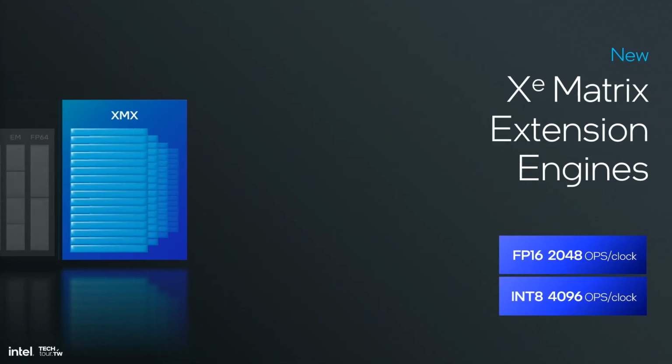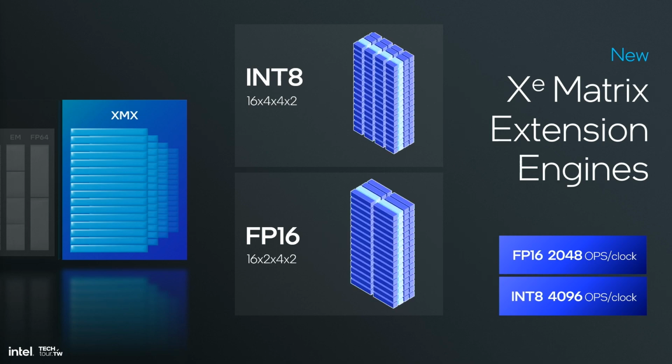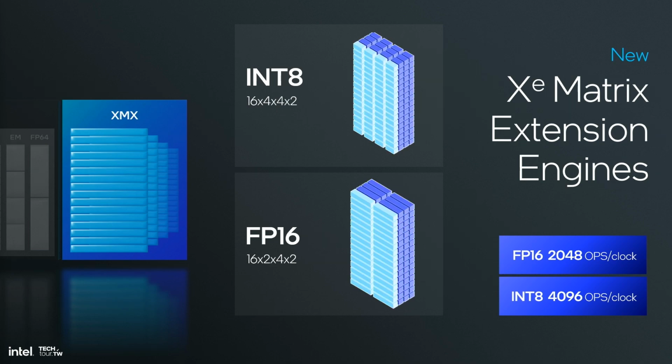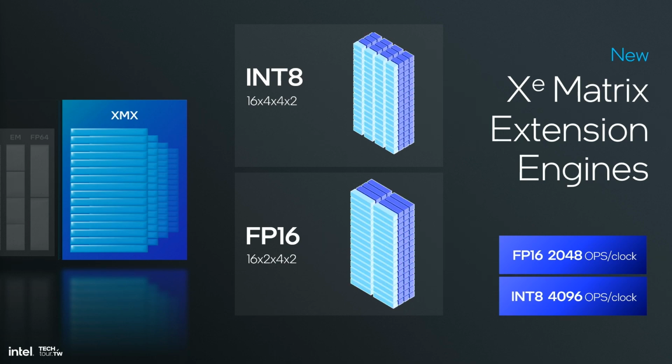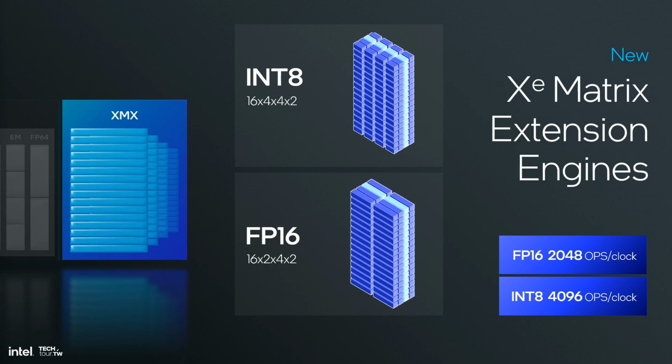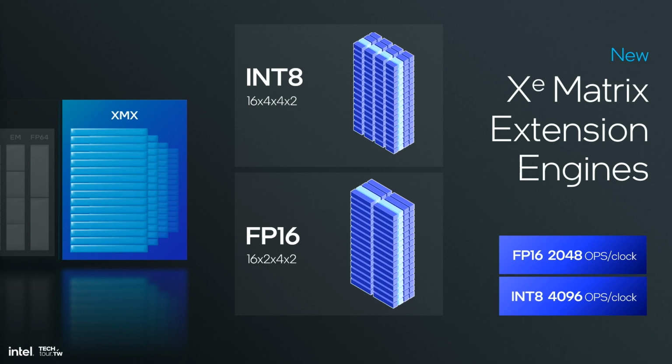All right, so the XMX is the heart of our AI accelerator, and I'm showing you a little animation. This is showing you 16 by 4 by 4 by 2, which is kind of saying I've got 16 lanes. I can do 4 chunks of 8-bit integer, and I can do 4 at a time because we're 4 deep, and there's 2 operations per MAC. So that's telling you I've got a lot of MAC operations, okay? And it's going to run 2048 ops per clock at FP16 and 4096 at int8. This is the engine that allows us to do really cool AI on our GPU.